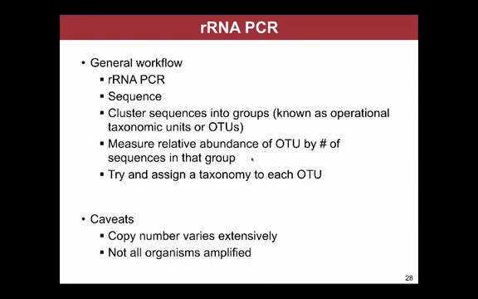We can then measure the relative abundance of those by the counts. How many different times do we see the sequence from that particular organism? And by building an evolutionary tree, we can say what kind of organism each of those OTUs represents, as long as we have a comparison in our database of ribosomal RNA sequences.